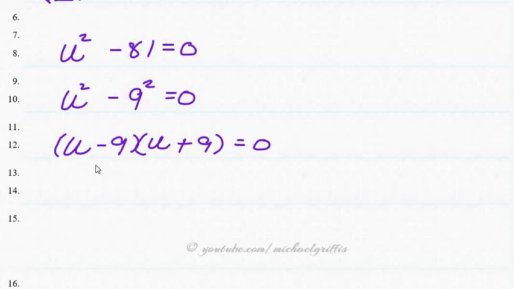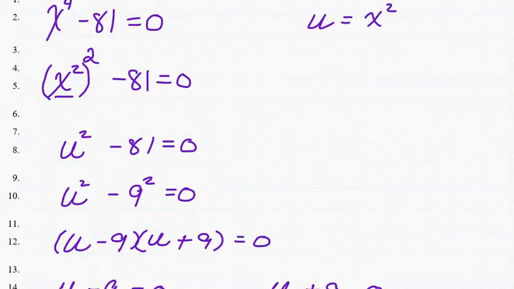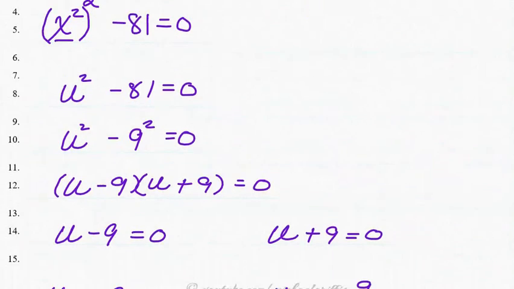Now we set each factor equal to 0. Solve for u. So the first one, u is equal to 9. Now let's look at this one over here. u plus 9 is equal to 0. So we have u is equal to negative 9. But remember what the u was. u was x squared. So now we're going to go back.